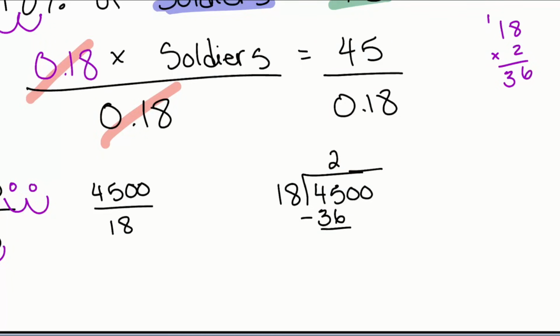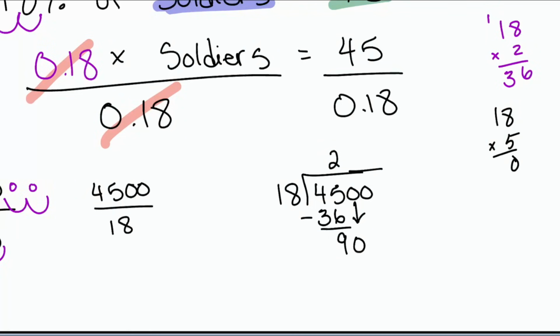Yeah, they're pretty close. That is going to be 9. And now that we have this 9, we're going to drop a 0 and continue going. So now we have 90. And so 18 goes into 90 how many times? I see a lot of us saying 5. Let's confirm that. 18 times 5.